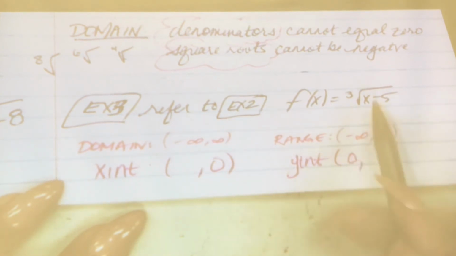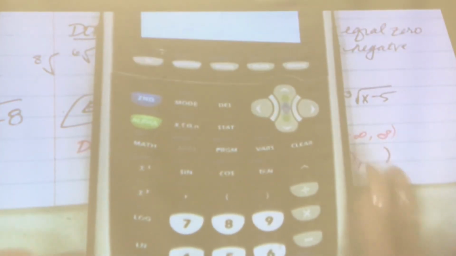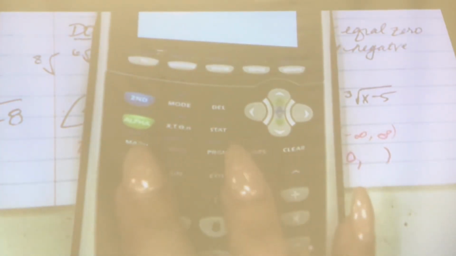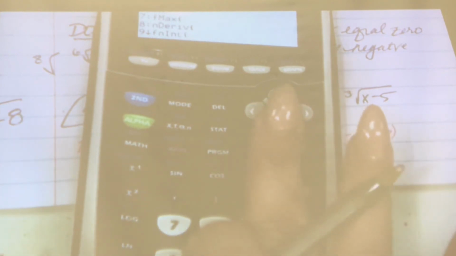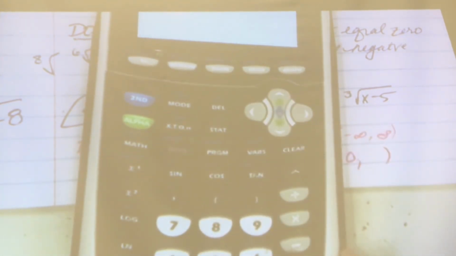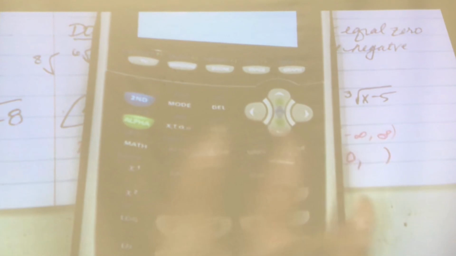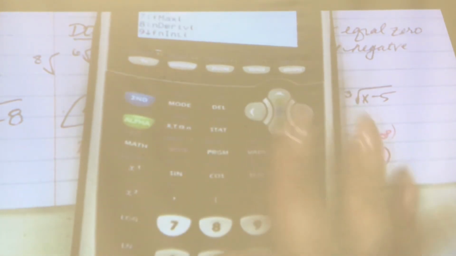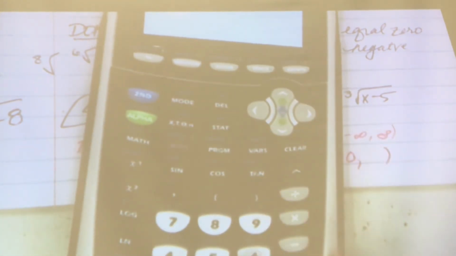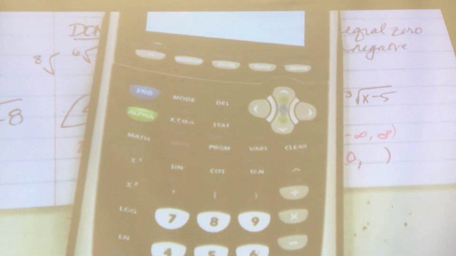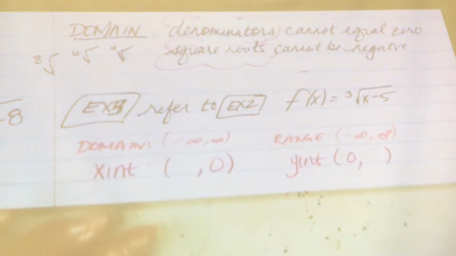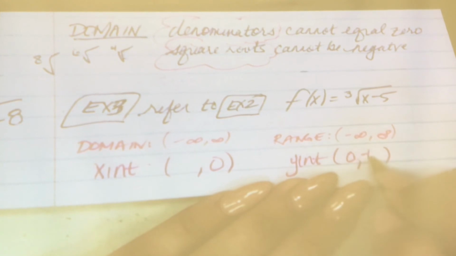This one's easier. Let's do this one first. Plug in 0 right here. What's 0 minus 5? Negative 5. What's the cube root of negative 5? Well, I don't know. So let's go here. Let's do the cube root of negative 5. Oops, that's going to give me an error. Negative 1.70. Negative 1.7.